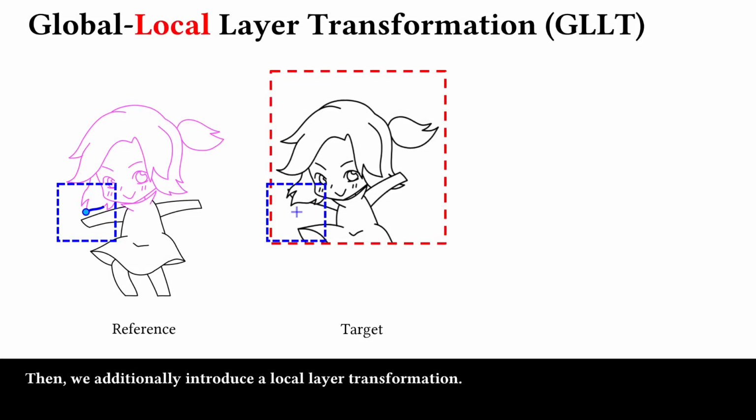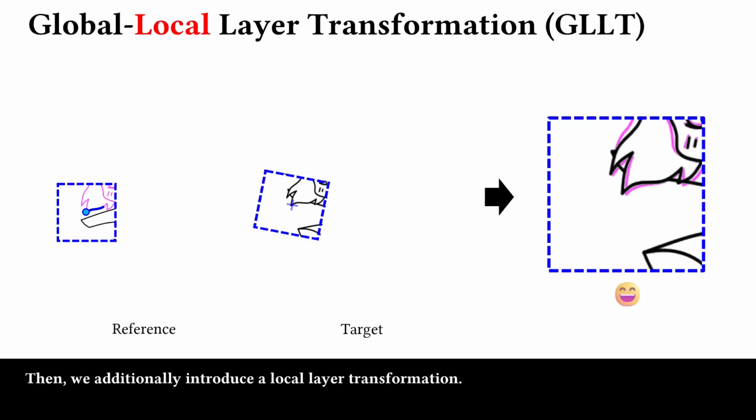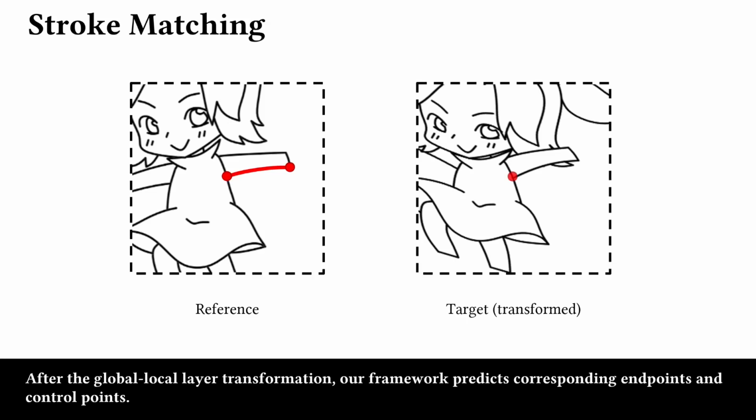Then we additionally introduce a local layer transformation. A predicted transformation is applied to the target window, and the cropped target patch now aligns better. This improves the endpoint position. After the global local layer transformation, our framework predicts corresponding endpoints and control points.